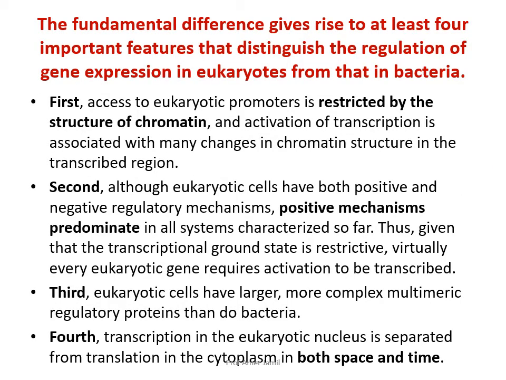So this fundamental difference gives rise to at least four important features that distinguish the regulation of gene expression in eukaryotes from that of prokaryotes. The first one is that access to the eukaryotic promoters is restricted by the structure of chromatin. And activation of transcription is associated with many changes in chromatin structure in the transcribed region.